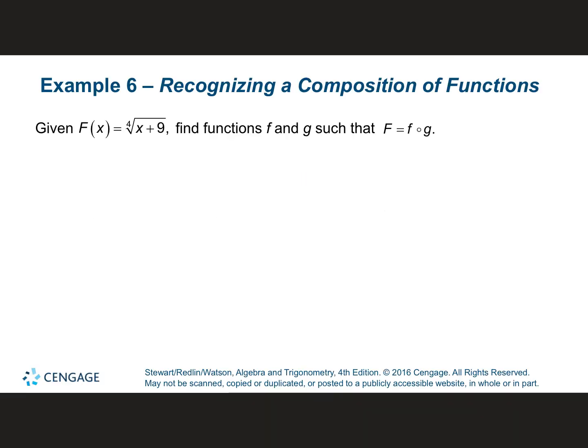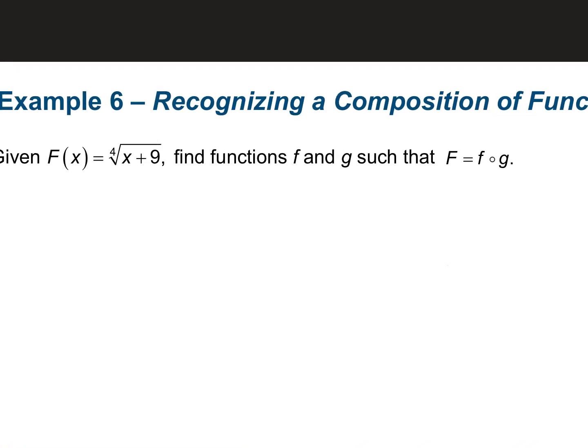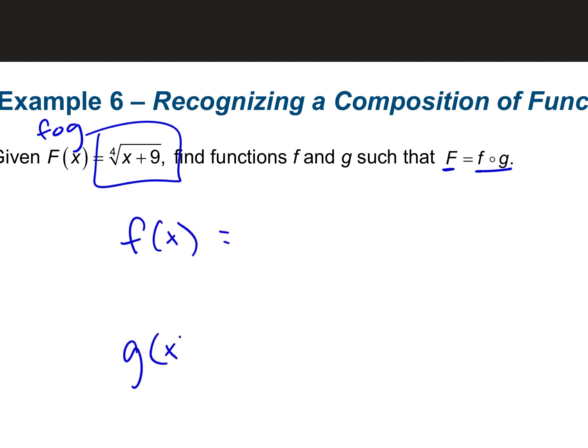Right, last question, example 6, we're recognizing a composition of functions. So we're given a capital F of x equal to the 4th root of x plus 9. It says find the functions f and g such that capital F is the composition function. So this is f of g. So we want to find what f of x is and what g of x is.